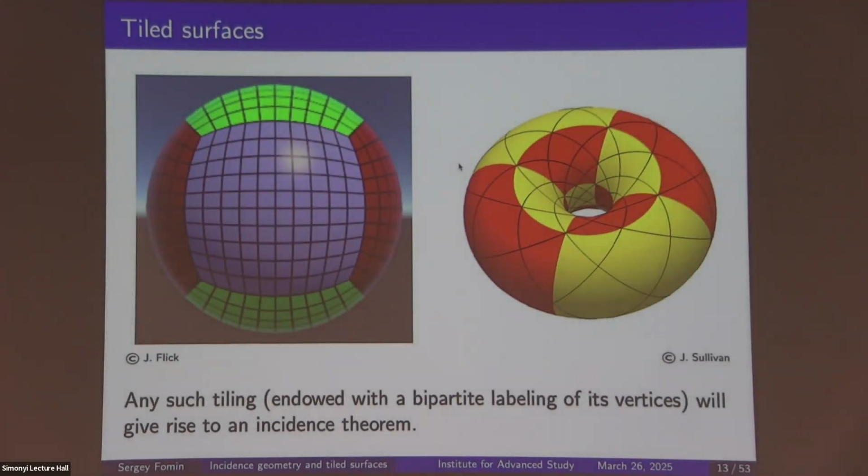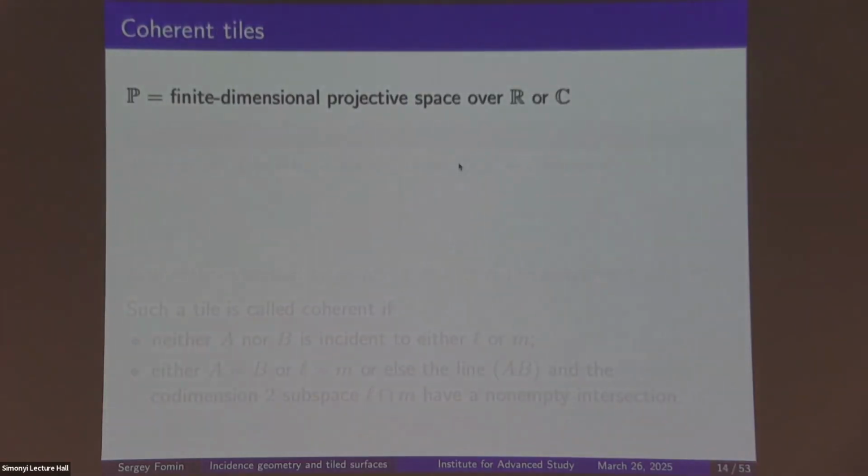Here are some more tilings. In fact, each of these pictures has two tilings. So I will explain how any such tiling endowed with a bipartite labeling of its vertices, which is not always possible, but almost always typically possible, will give rise to an incidence theory. So let's now do some math.